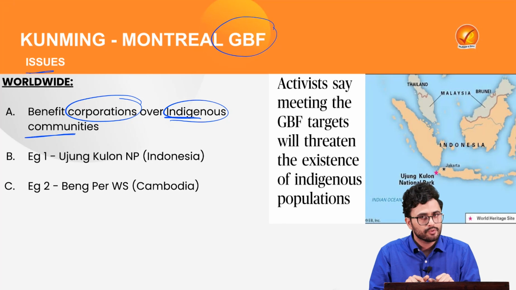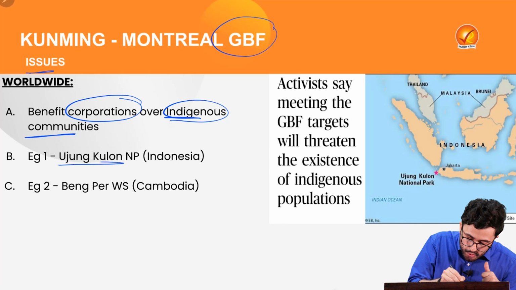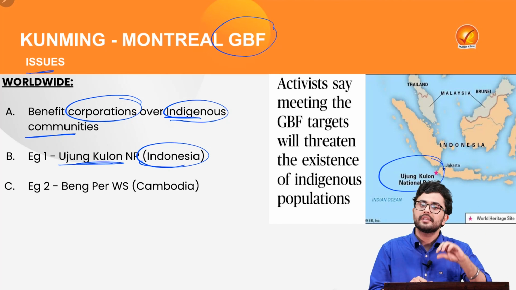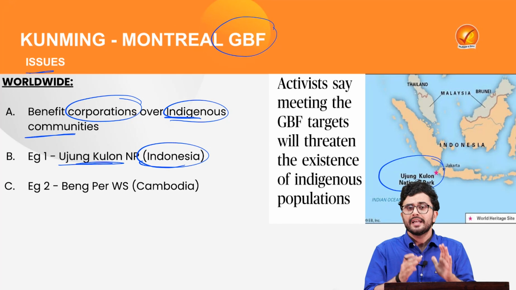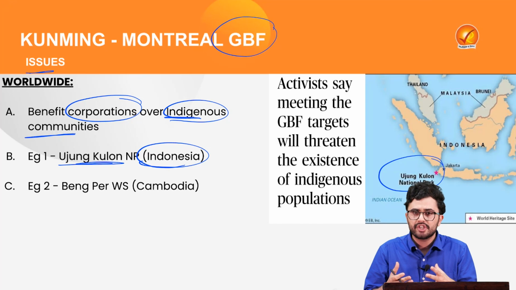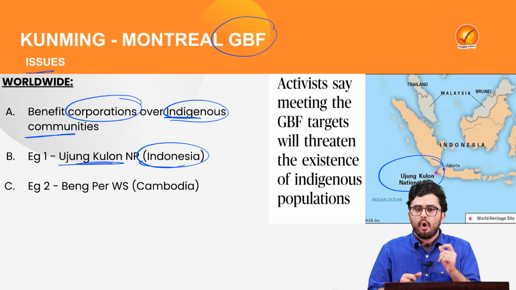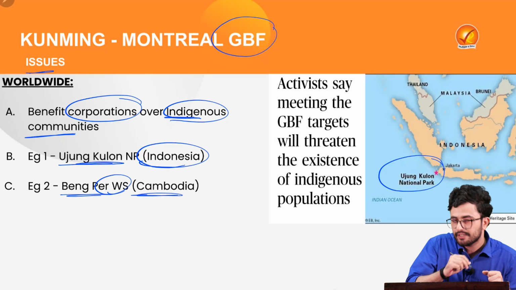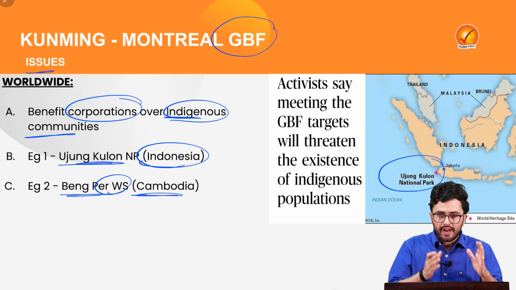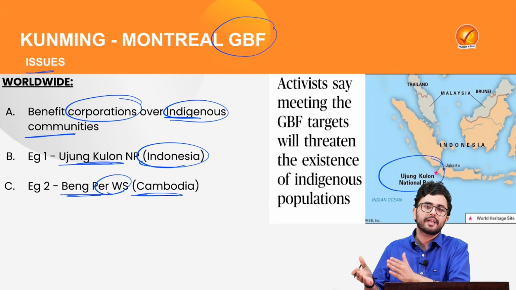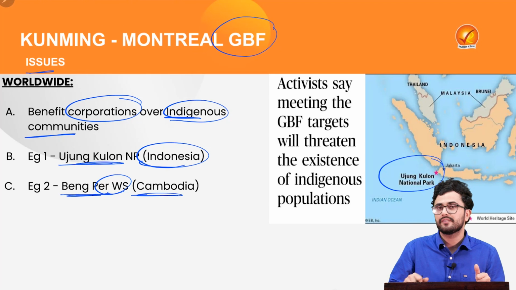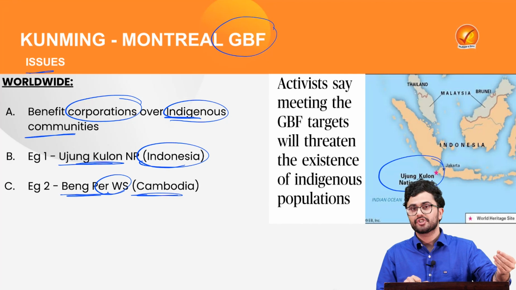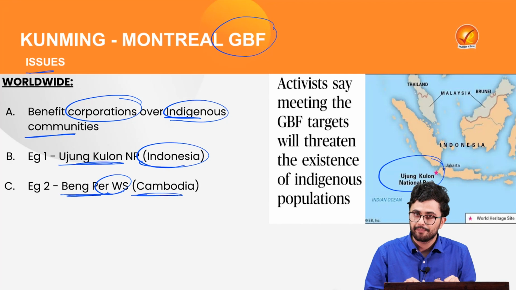There are several examples of this as well. The first is the Ujung Kulon National Park, which is in Indonesia, as shown in the map here, where the indigenous communities living in this national park lack the right to electricity, education, health, etc. Also, there was a recent case in the Beng Per Wildlife Sanctuary in Cambodia, where a tribal person who traditionally resides in this national park was convicted for doing cultivation inside the protected area.